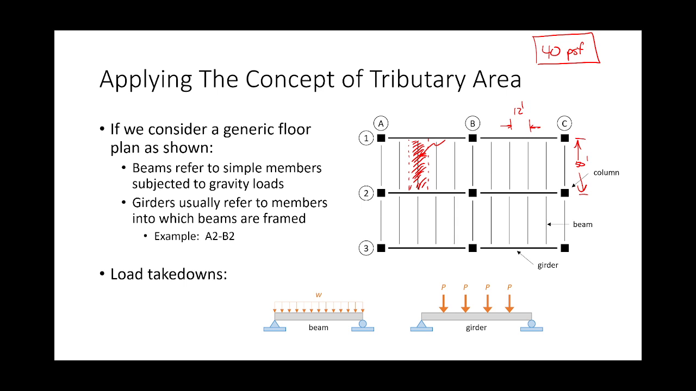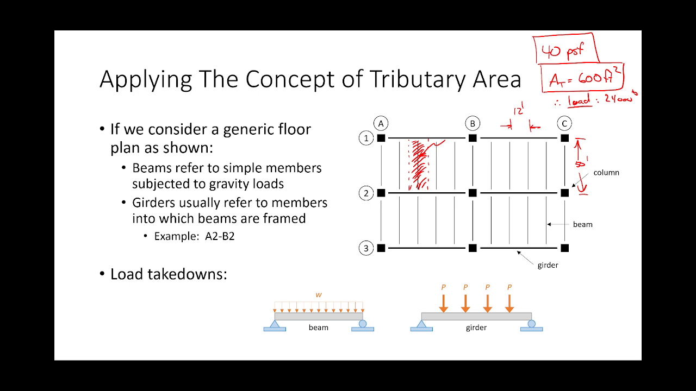600 square feet. So how much total load is the beam experiencing? If it's 40 pounds per square foot and the tributary area is 600 square feet, what's the total amount of load that the beam is experiencing? Well, you're on the right idea. 40 pounds per square foot, tributary area 600 feet squared. So what's the total load? 24,000 pounds, right?